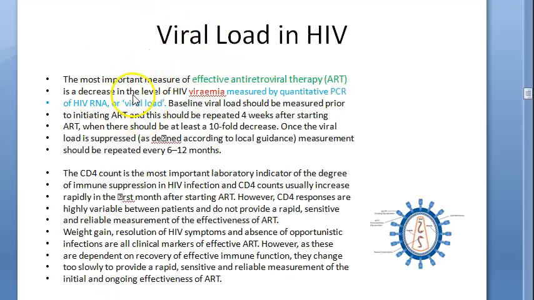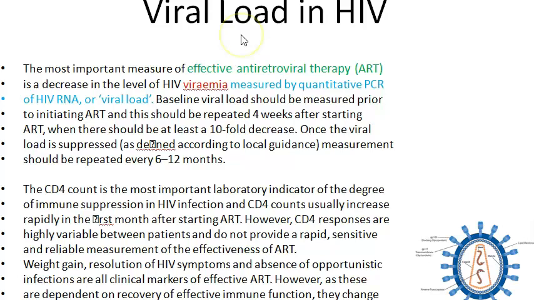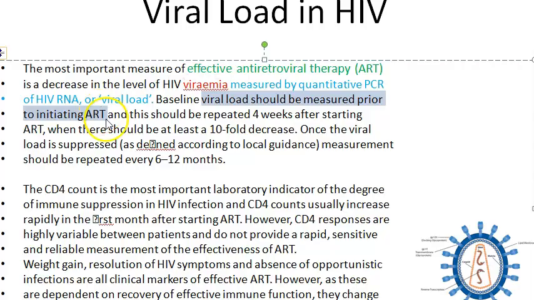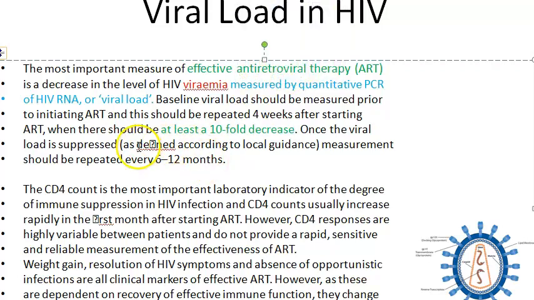So before starting the treatment, you will measure the viral load in HIV. You have confirmed that this person has HIV. Then what will you do? You will check the viral load, and based on the viral load, you will decide which treatment to give. Okay. So prior viral load you will measure. You should decide which drug to give. We will come to the drugs, and then once you give the regimen, after 1 month, they are saying you check the viral load. There should be at least a tenfold decrease in the viral load.